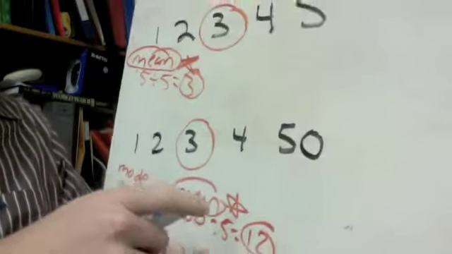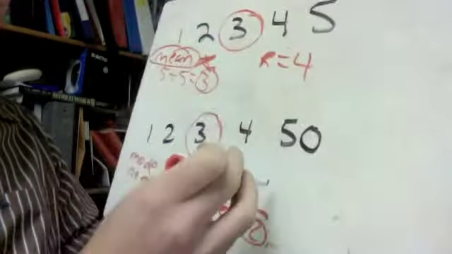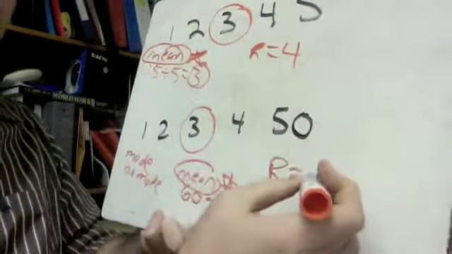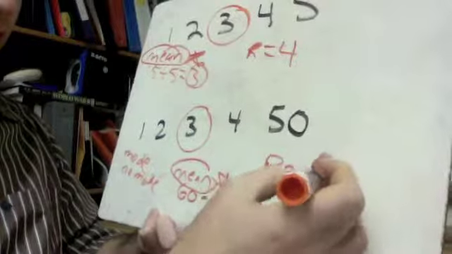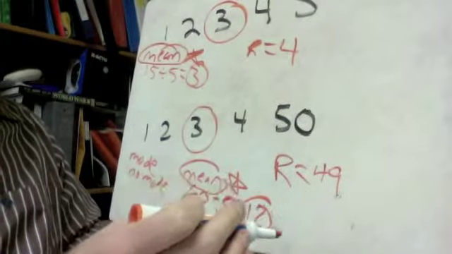The range is the other one, highest number minus lowest number. 5 minus 1 here is going to give me a range of 4. High number minus lowest number here, 50 minus 1, is going to give me 49. So range is also going to be affected.